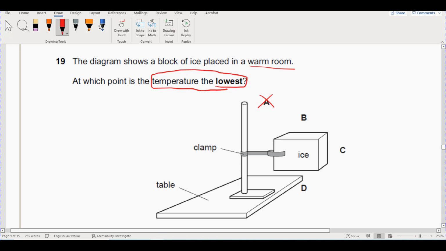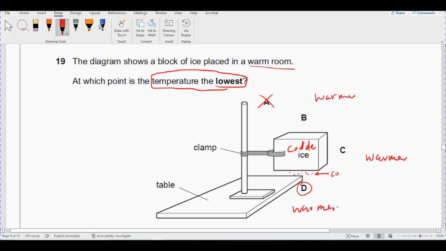Okay, so the answer is D. Why? Because this part is obviously colder, and the rest of them are warmer. Warmer here, and warmer here, right? Agree? Because the rest of the part is the room, and the room is warm. So if this is colder, that means the air molecules around the ice will be cooled first, and they turn into cold air.